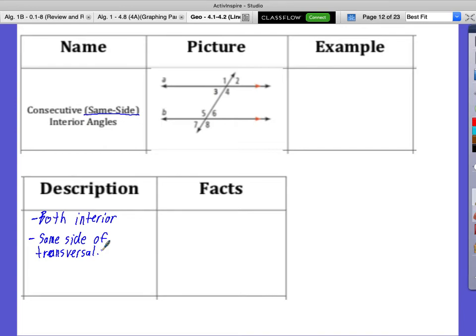So give me a pair of same side interior angles, Emily. Okay, I get what you're saying, but they need to be on the same side of the transversal. 5 and 3. Okay. Angle 5 and angle 3. 4 and 6. Okay. Angle 4 and angle 6. Now, guys, the reason that 5 and 6 wouldn't work is because they're alternating sides of the transversal, okay? So you need to be on the same side of this transversal. So angles 5 and 3, as well as angles 4 and 6. Questions on that one? Okay, count to 4.